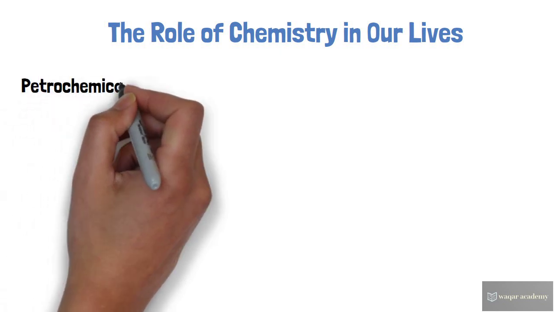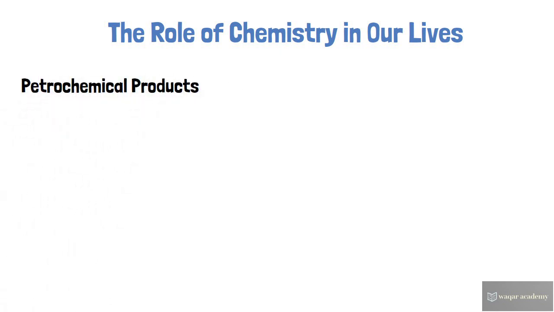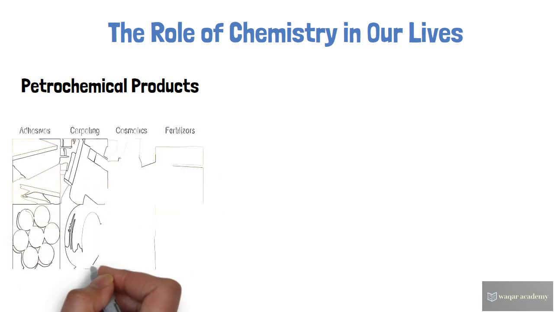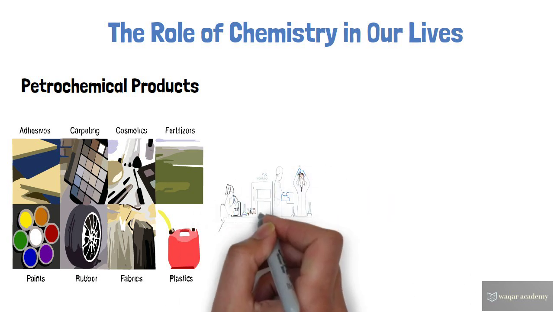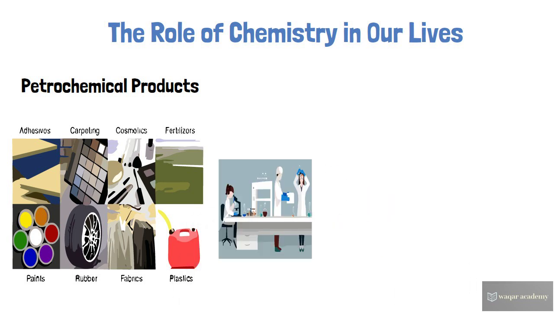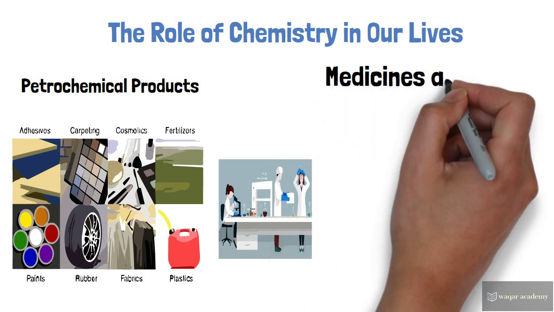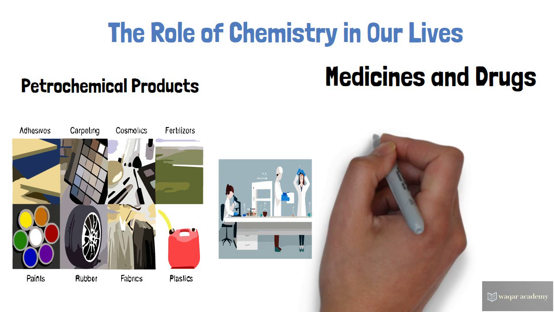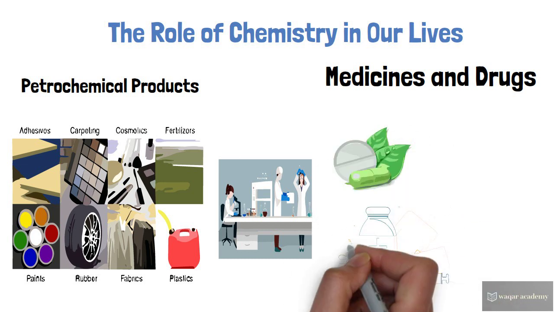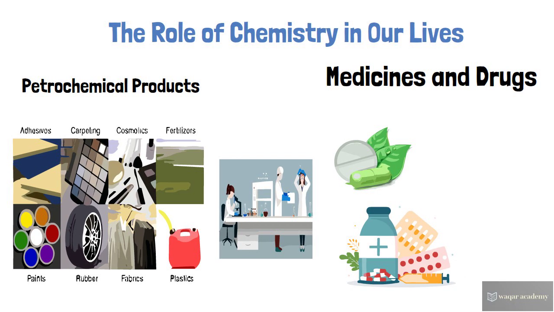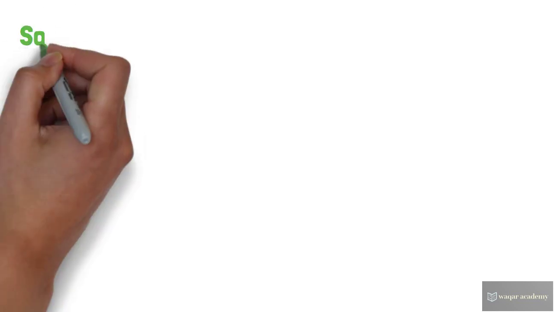1. Petrochemical products. Think about the various products derived from petroleum, such as gasoline, plastics, and synthetic materials. Chemists are responsible for developing and improving these products. 2. Medicines and drugs. Chemistry is instrumental in the pharmaceutical industry. It helps in the creation of life-saving drugs and medications that improve our health and well-being.